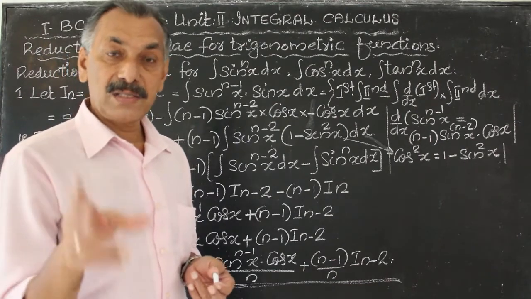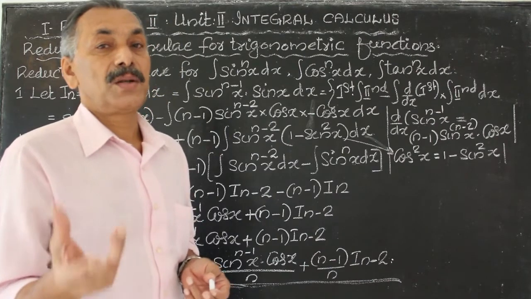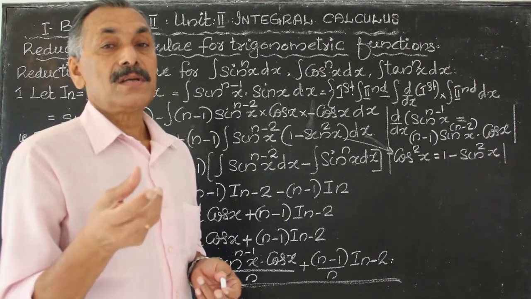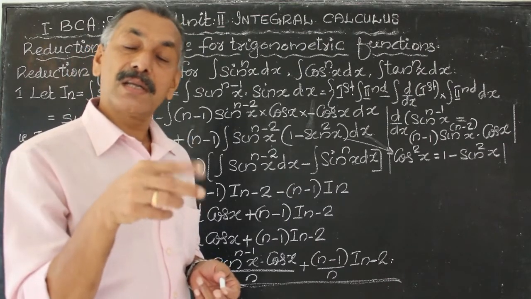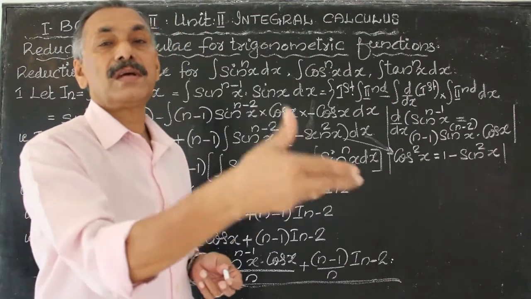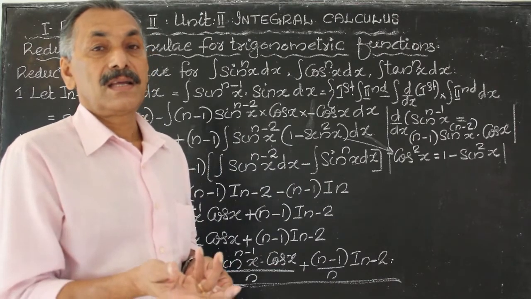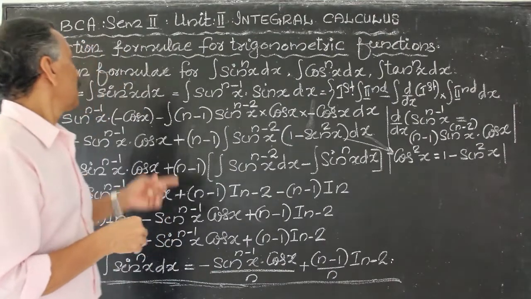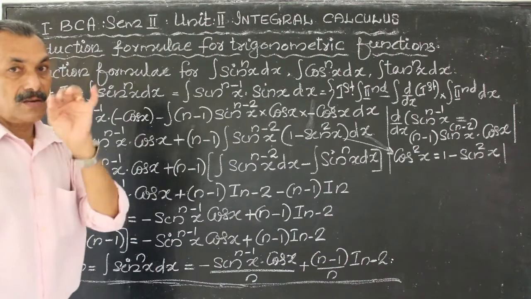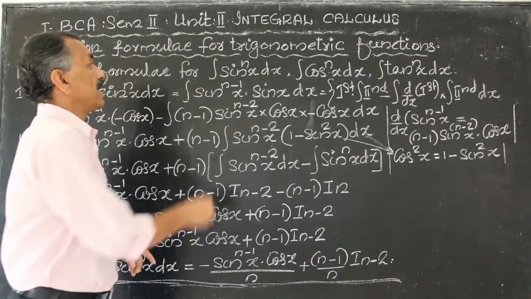Then integral sin raised to n x dx, cos raised to n x dx, and integral tan raised to n x dx are known as reduction formulae. That is, if I n is equal to integral sin raised to n x dx, then we represent it in terms of I n minus 2, I n minus 3, etc. This is the reduction method. Reduction formulae for trigonometric functions means the reduction formulae for the integral sin raised to n x dx.